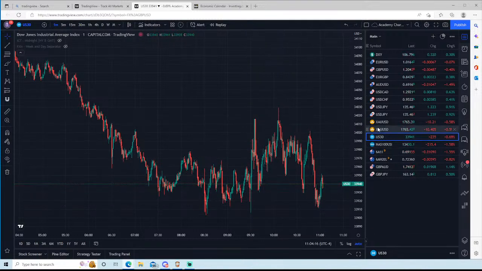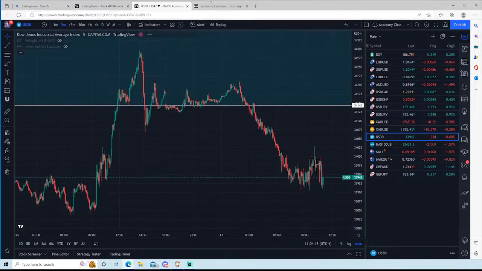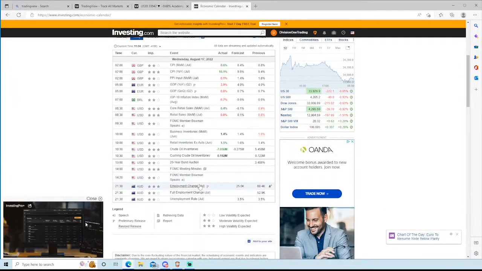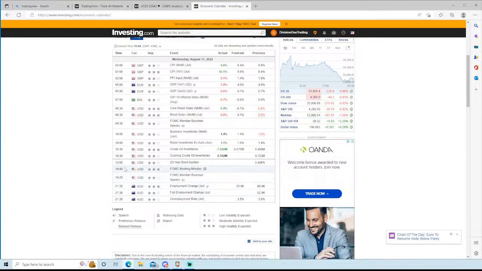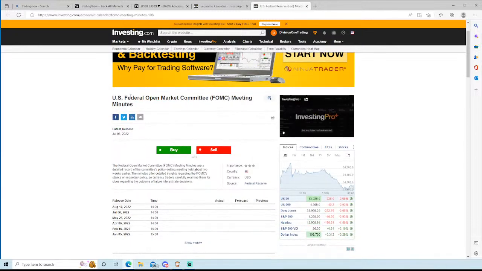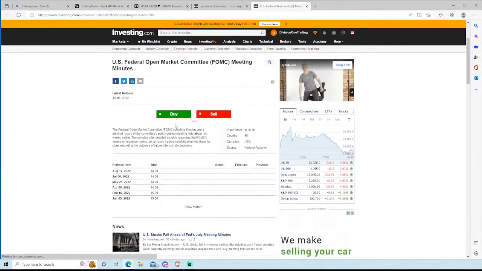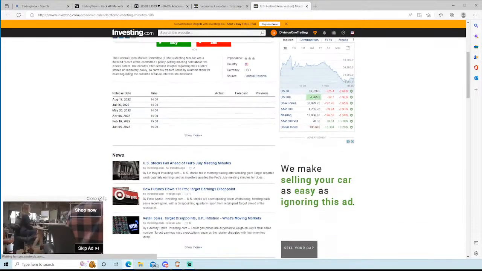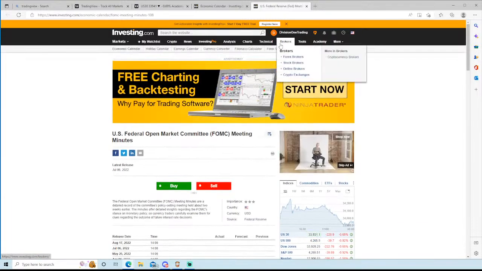So today is FOMC. So what does that mean? That means that right here we have some more news coming out later today. We have a bond auction, FOMC meeting minutes, and we have a member of FOMC speaking. Again, FOMC, it's the Federal Open Market Committee, and basically they just talk about current economic standing and things like that. But yeah, I just want to hop on for a quick trade review.